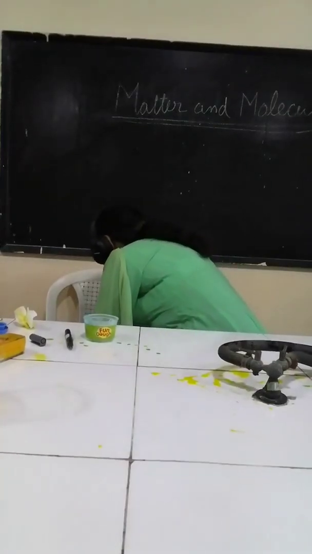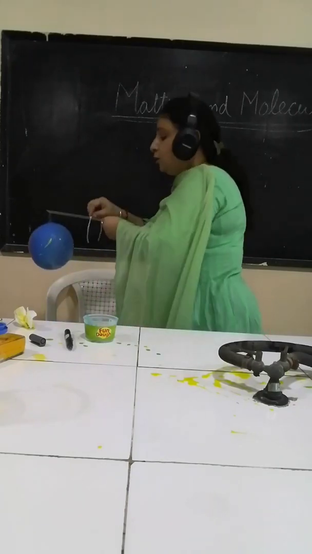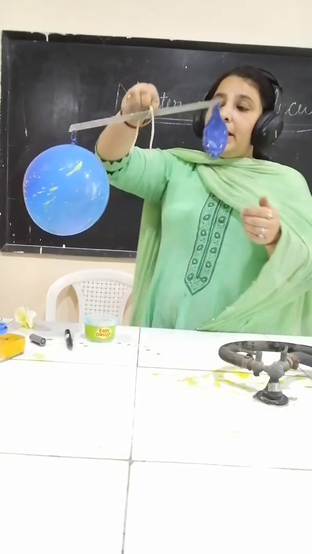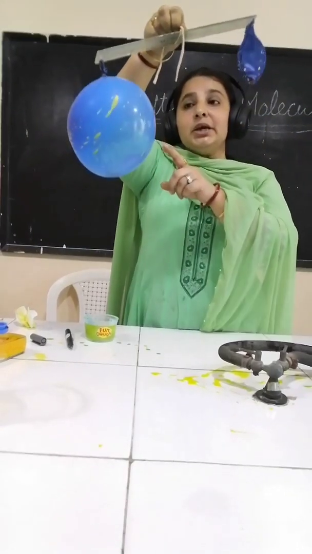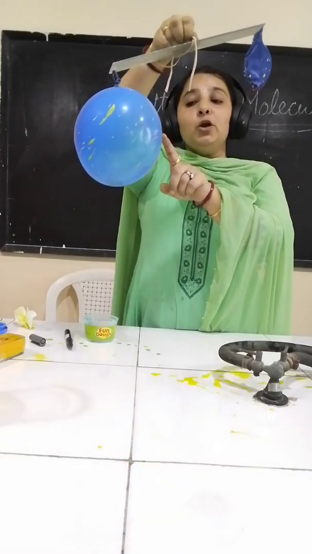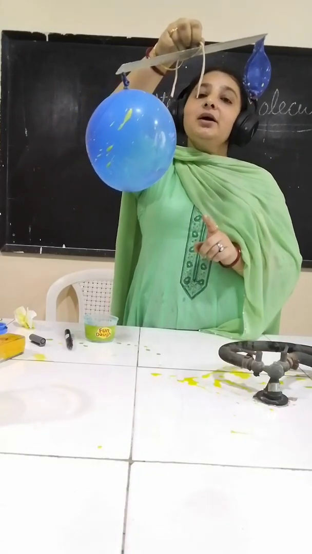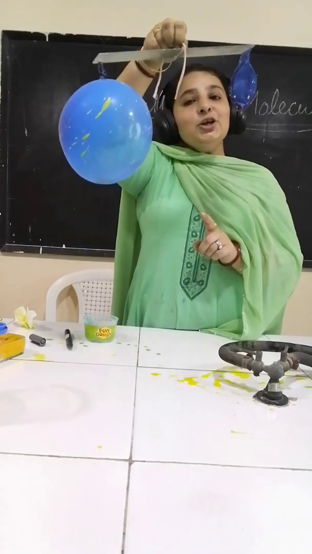Now, I am going to fix this balloon at the other side. As you can see, now the scale is tilting towards the balloon filled with air. This proves that air has mass. Thank you, children.